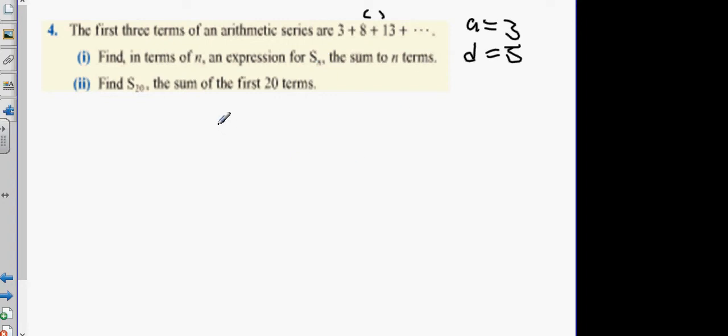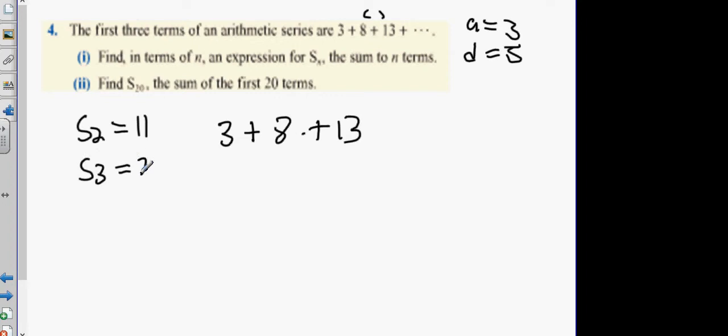What Sn actually means is, if I was to add the first two together, the 3 and the 8, that is S2. It means the first two terms added together. So S2 would be 11, or S3, if we add on the third one, would be 24. Now, this is what Sn does, but you're hardly going to add up 20 terms together. That's why we have a formula.